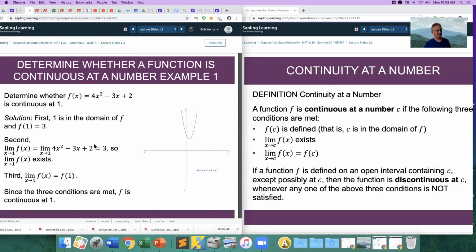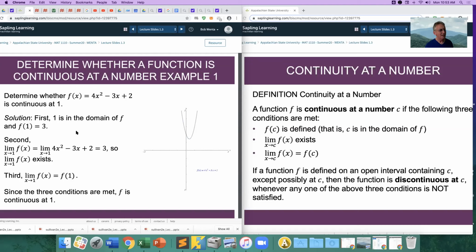Let's take a look at this example here then. I'll keep the 3 rules up here on the right, but determine whether the parabola, x squared, the quadratic function, is continuous at 1. Going through the rules, you would check first: plug in 1 to the function. Is it in the domain? Yes. Is it a legal number? Yes. F of 1 equals 3. That is in the domain.